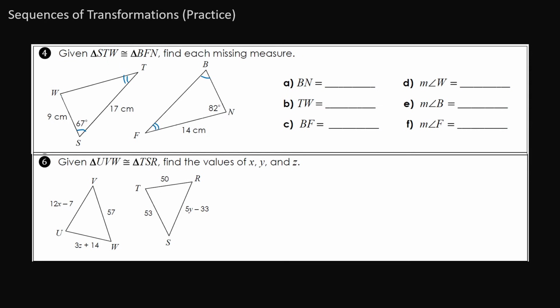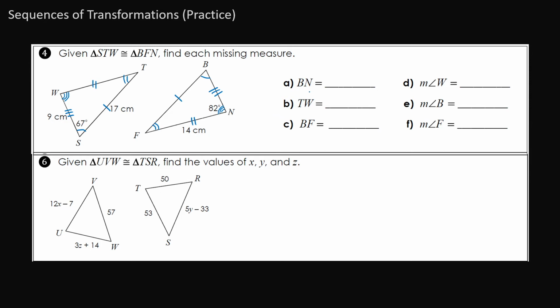And it tells me that angle W, 3 arc marks there, is congruent to angle N. It also tells me that side ST is congruent to side BF. I know that TW is congruent to FN. And I know that SW, with 3 tick marks, is congruent to side BN. So I'm a pretty visual person, and if you are too, I recommend labeling everything you know based on those congruency statements. So let's find the missing measures now.